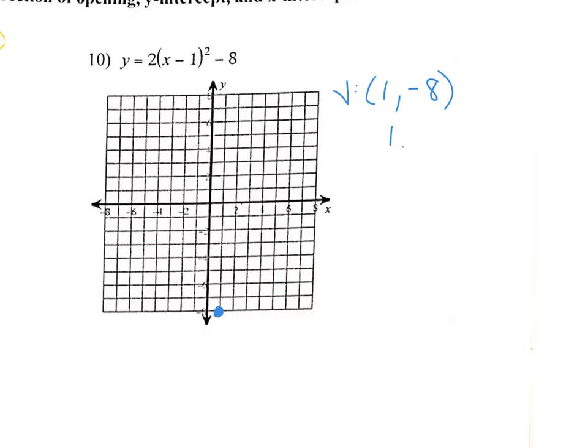Again, my pattern is 2. So 1, 3, 5, 7 over 1. I'm going to multiply this top part by 2. So it's going to give me up 2 over 1. And then up 6 over 1. And look at that. This is the same graph twice. Oh, plotted that wrong. All right. So there you go. There's your graph.